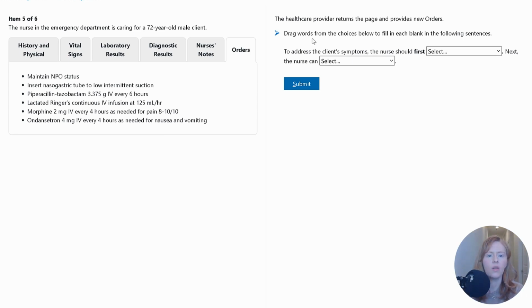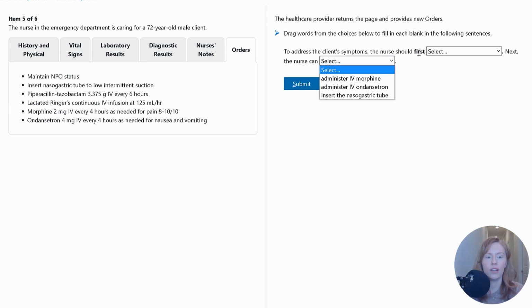So next, we're asked to address the client's symptoms. The nurse should first blank. Next, the nurse can blank, and we have the same options for each blank here. Administer IV morphine, administer IV ondansetron, and insert the nasogastric tube. So of these, we're going to do one first and one second.